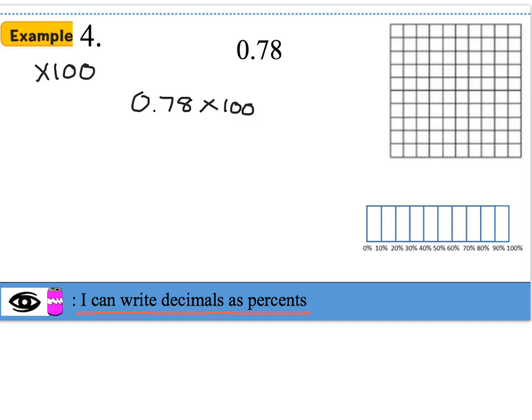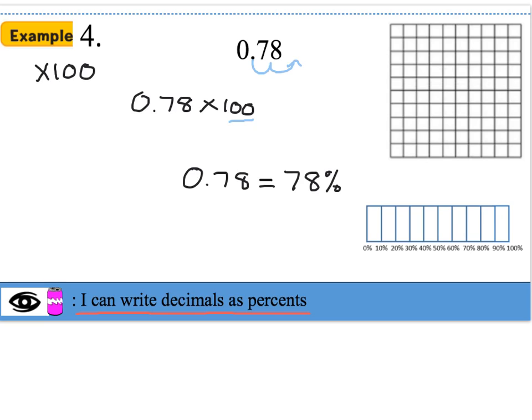I can use a shortcut though. I know that anytime I multiply a number by 100, the number gets bigger. And because 100 has 2 zeros here, I can move my decimal 2 spaces to the right. And once again, it moves to the right because the number gets bigger when I multiply by 100. So the decimal 0.78 is equal to 78%.